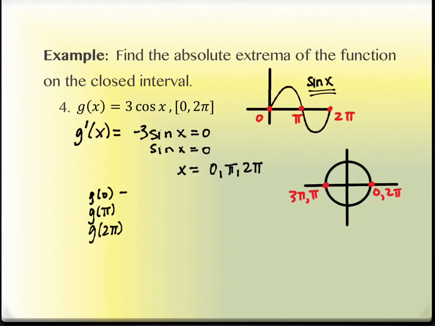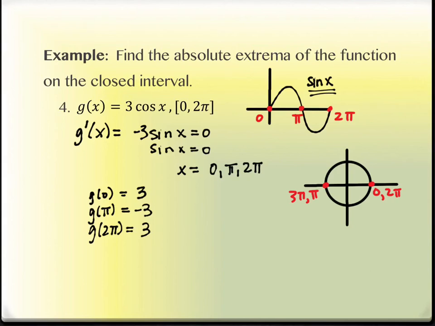As I'm looking at each of these, I've got 3 cosine of 0. Do you remember what the cosine of 0 is? It's 1. So this is actually equal to 3. And if you want to use your calculator to find it too, that's fine. It's not going to hurt anything. This is 3. What about 3 cosine of pi? Negative 3. And how about 3 cosine of 2 pi? That one's 3 again.